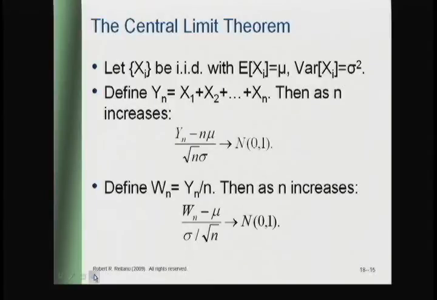And I think you're all familiar with it, but let me just quickly review it. And this is only one statement. There are many versions of the central limit theorem. All have, in effect, the same consequence. They differ by making weaker and weaker assumptions about the random variable.